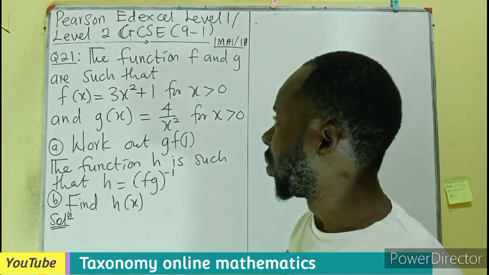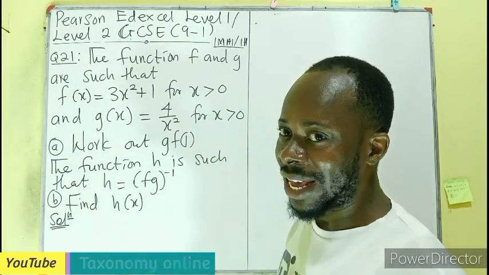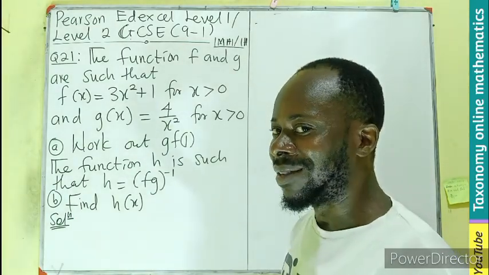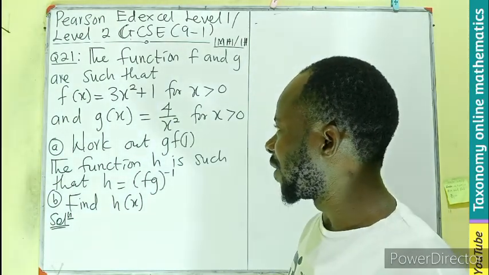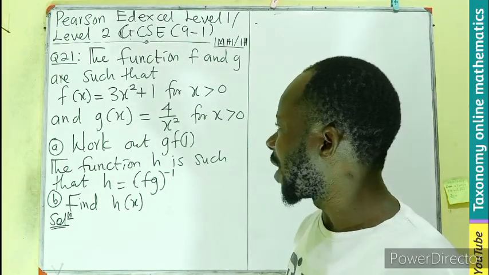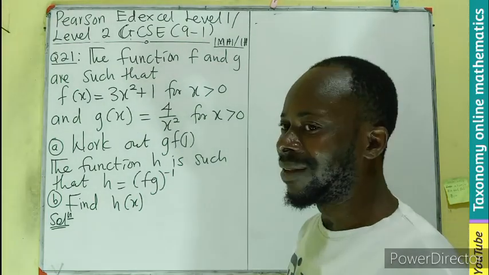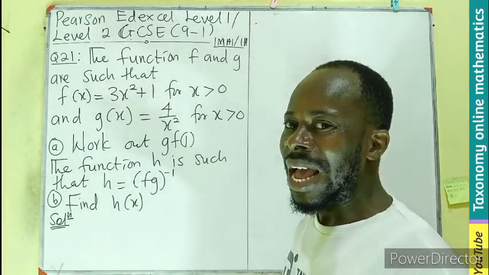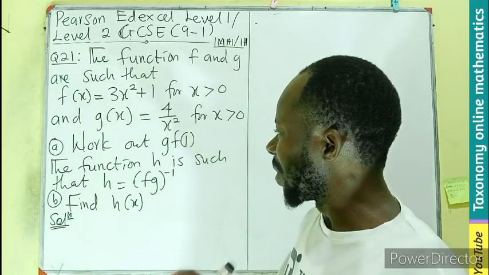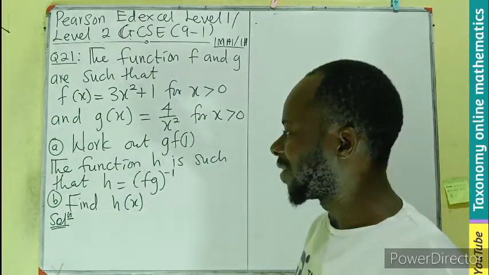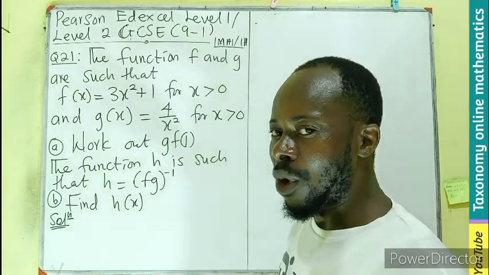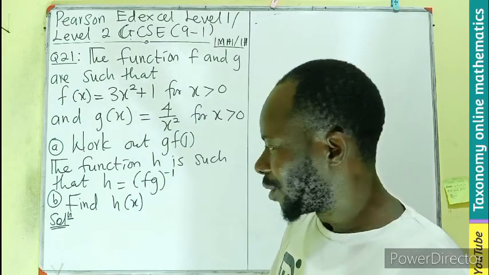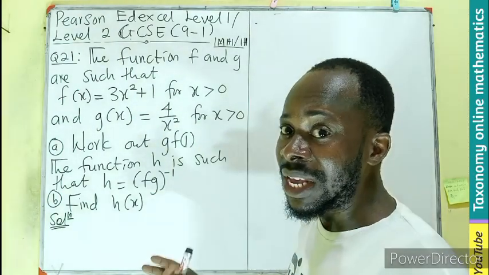The functions f and g are such that f of x is 3x squared plus 1 for all x bigger than 0, and g of x is also 4 divided by x squared for x greater than 0. The first point of call is to work out g of f of 1. Then the function h is also such that h is equal to the inverse of f of g. So let's find what the function h is.